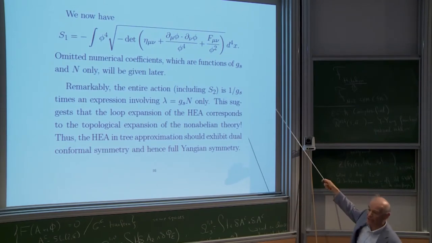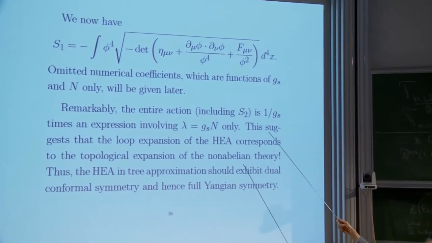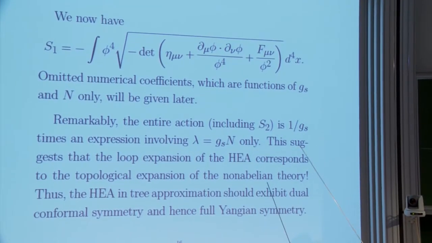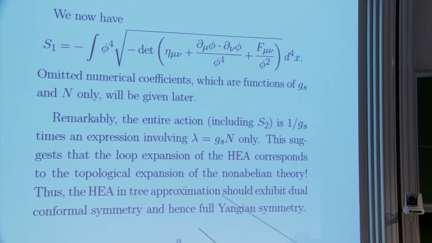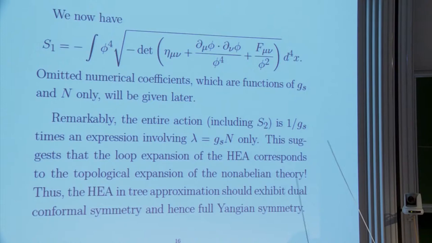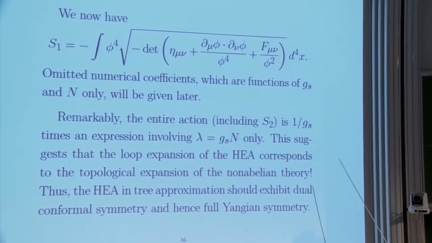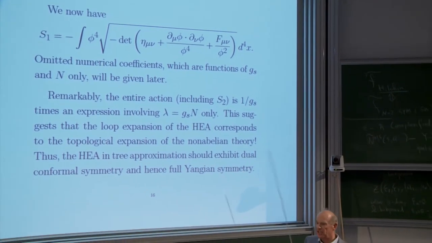So we now have this formula. And I've left out all the numerical coefficients just so it fits on the slide. But later I'll give you the formula with the coefficients. The coefficients are dimensionless and only functions of the string coupling constant and the number of units of flux. Now, remarkably, since I haven't shown you the coefficients, you don't see it. But when I do show you the coefficients, you'll see that this formula is 1 over the string coupling constant times an expression that only involves this 't Hooft combination, g string times N.